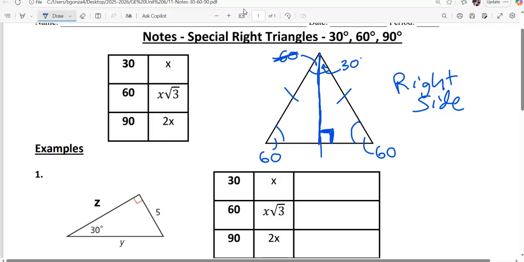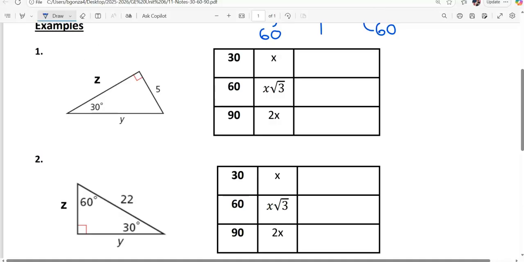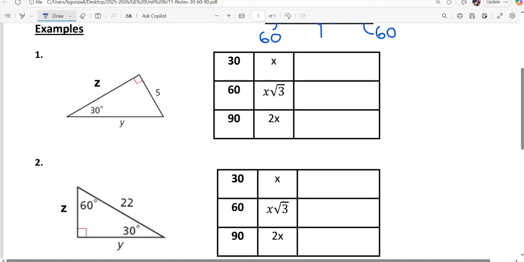Cool. Now, 30, 60, 90 has different rules than yesterday. The 30 is your x. Across from the 90 is double, or 2 times x. And then across from 60 is x square root of 3. So you can see the rules. I'm going to give you the little grid. You just got to fill it out. From one thing, you can find the rest of them. So I'm just going to show you 2 examples. Make sure you understand this, and I'm going to let you cook on that assignment.